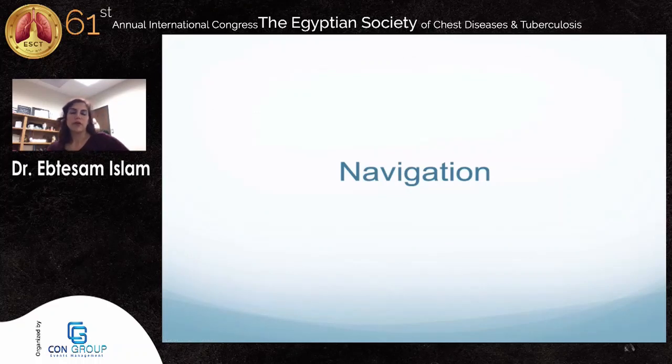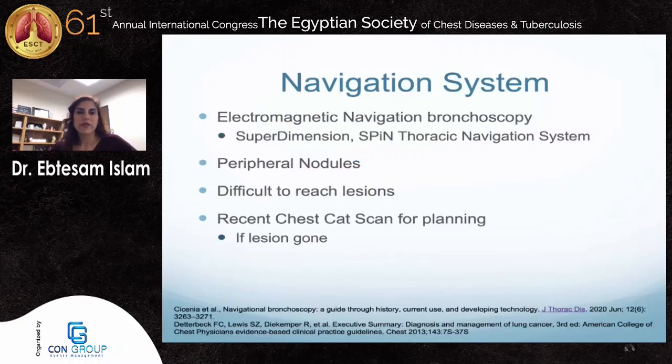And the third tool that we use when staging lung cancer patients is navigation. So there are different types of navigation systems, Super Dimension, which I have used in the past, and the Spin Thoracic Navigation System. Basically the navigation system is used for difficult to reach peripheral nodules. This is mainly what we use it for, and it maps a GPS of how you can get to that nodule that may be difficult.